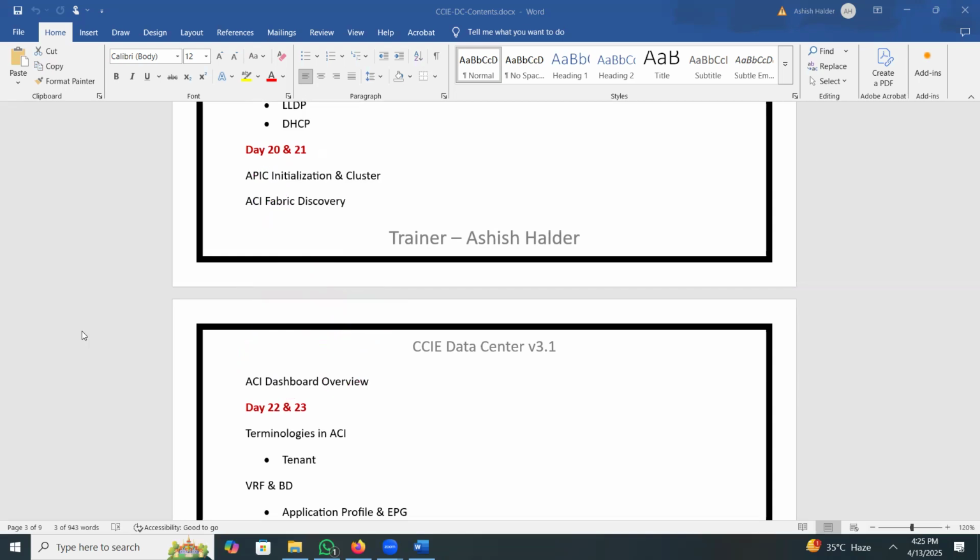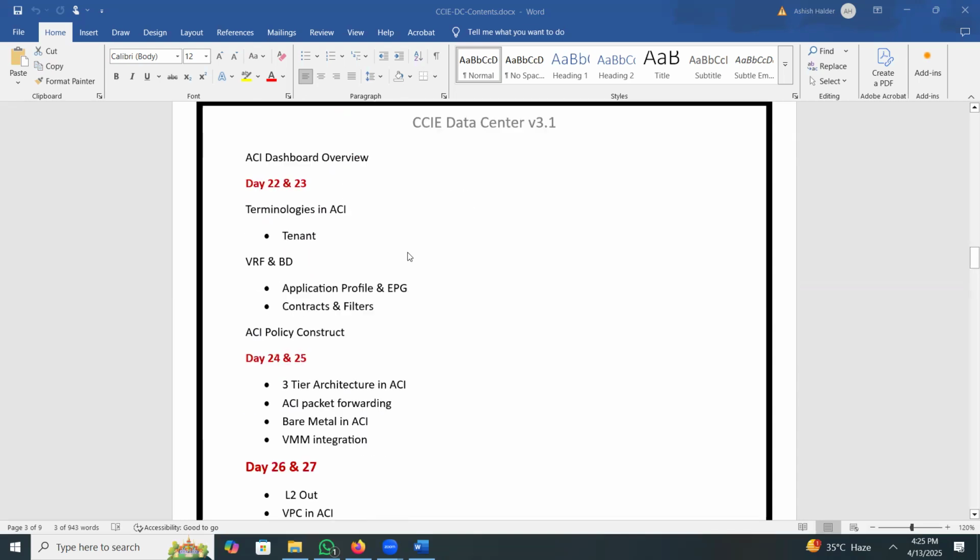Then day 20 to 23 are technologies in ACI. Okay, what are the technologies? Suppose tenant, what is tenant? I will discuss. What is VRF? What is bridge domain? Okay, what is application profile? What is EPG, endpoint group? How to configure contracts? What are the filters? I will discuss everything.